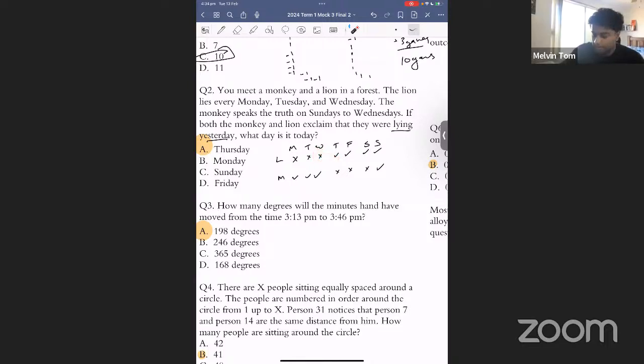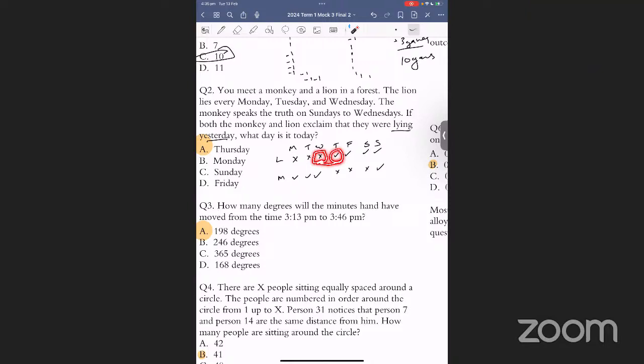Okay. So the lion says that he lied yesterday. And I'm choosing the first option, which is Thursday. If you look at Thursday, does the lion say the truth or the lie? Truth. Right. And he says that yesterday he told a lie. Did he lie yesterday? Yeah. That's right. So that checks out, correct?